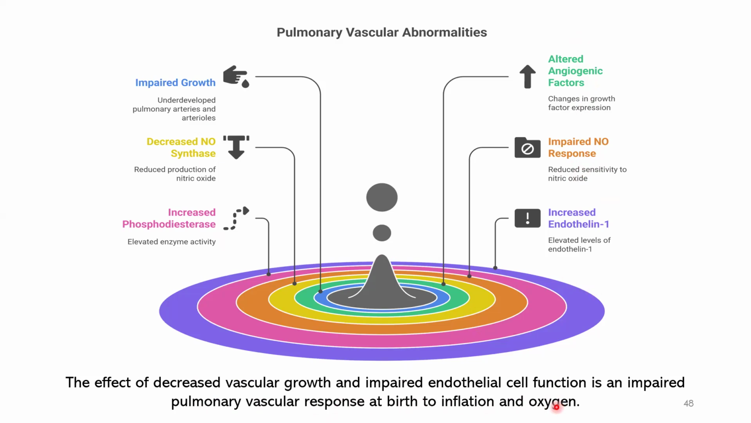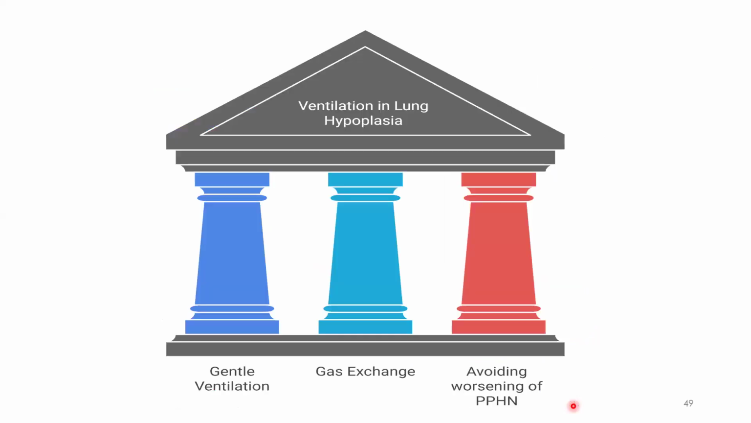What is the response to oxygen in the pulmonary vessel? Oxygen basically acts as a pulmonary vasodilator. But if the vessel is hypoplastic, this response will be blunted. So afterward, oxygen will not act as a pulmonary vasodilator.